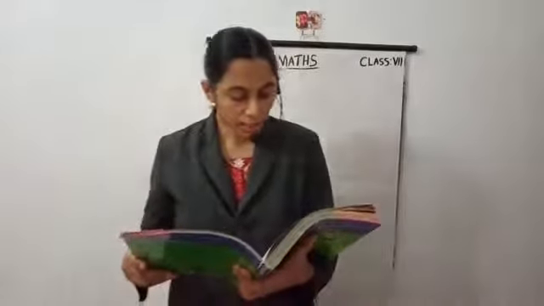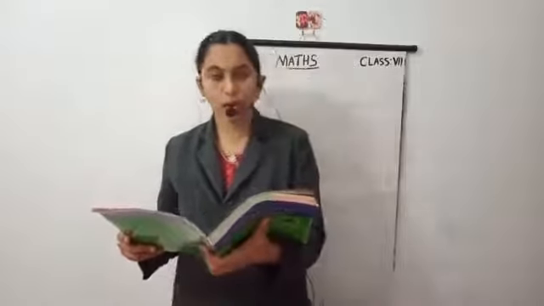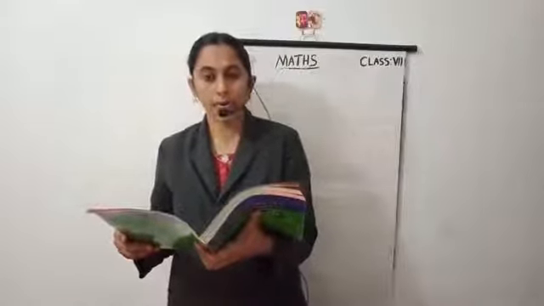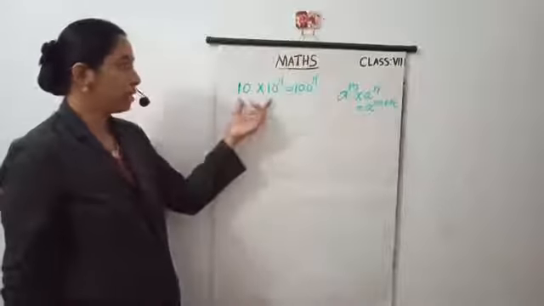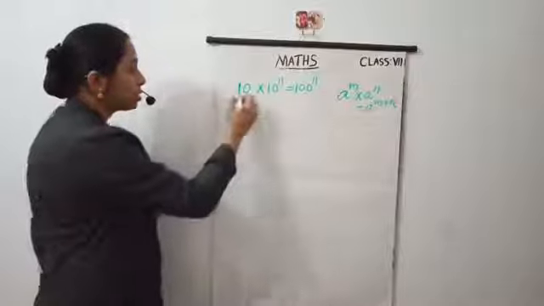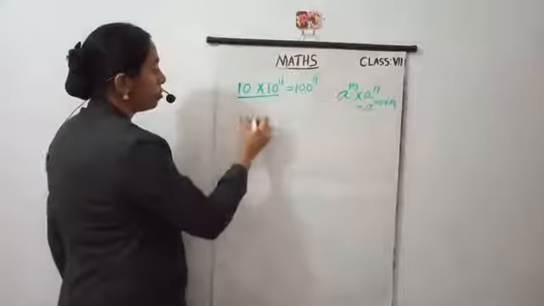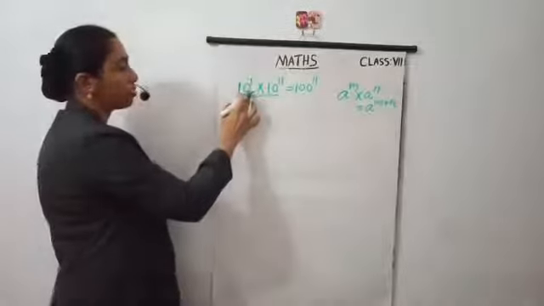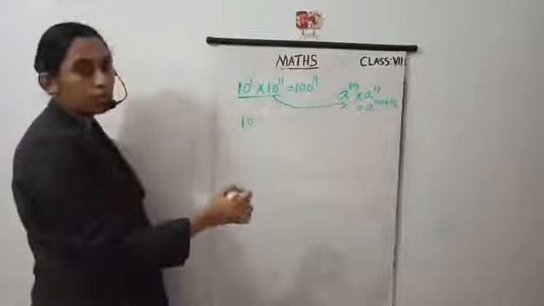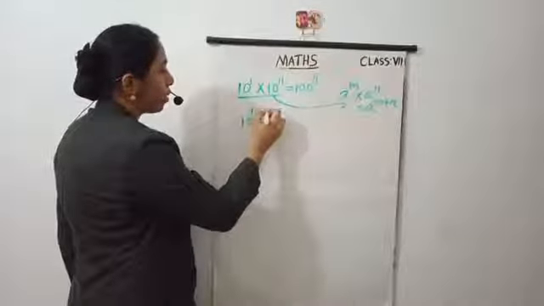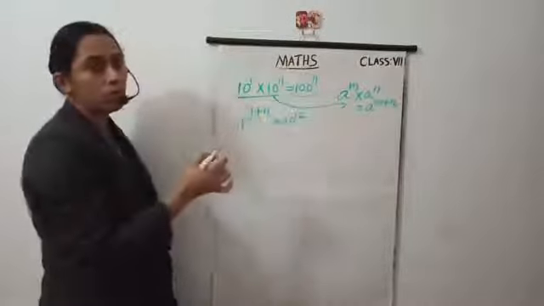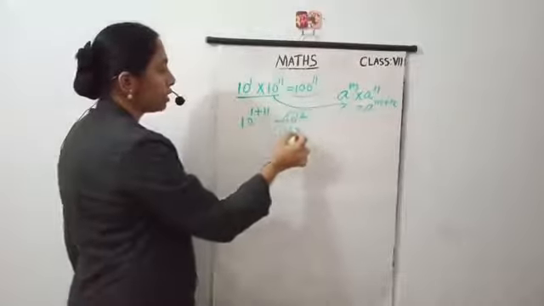Now question 3. Say true or false and justify your answer. So the first question: 10 into 10 raised to 11 equal to 100 raised to 11. So is it true or false? First do this side, 10 raised to 1. This means 10 raised to 1. So 10 raised to 1 into 10 raised to 11. So we can use this law of exponents. This becomes 10 raised to 1 plus 11, that is 10 raised to 12. But here it is given that this is equal to 10 raised to 11, but the correct answer is 10 raised to 12.